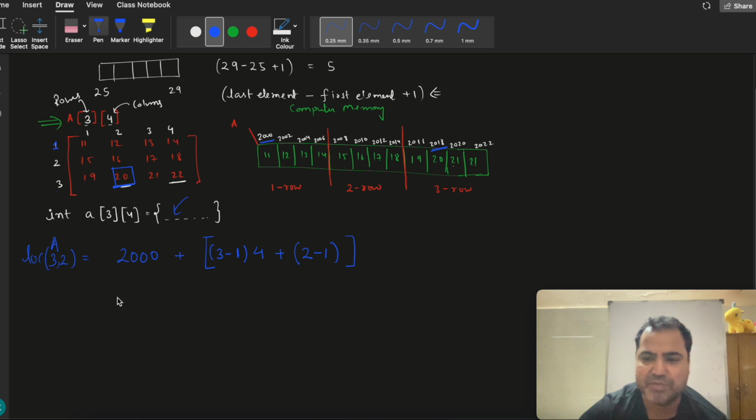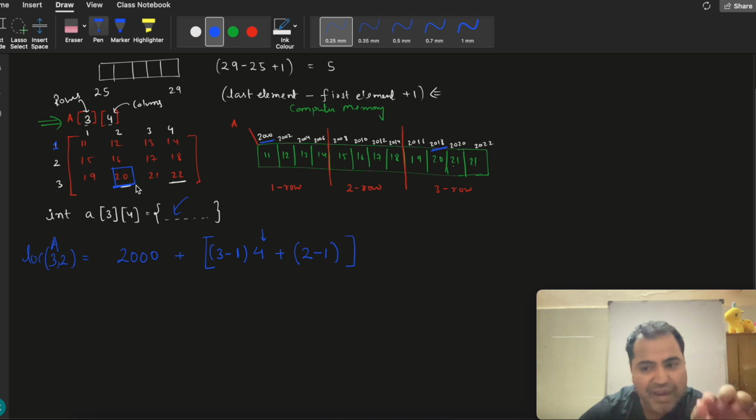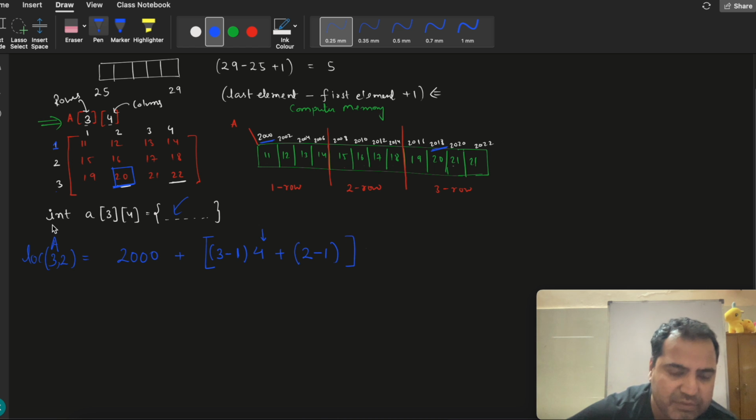This is the base address. And this is the number of rows I have skipped, with every row having a number of columns. Then at the point where I have to reach that column, I have taken this measure, and then the size of the data type. This is 2.